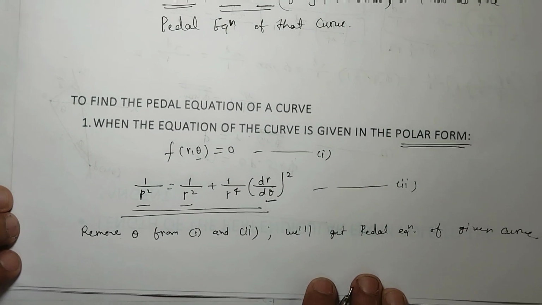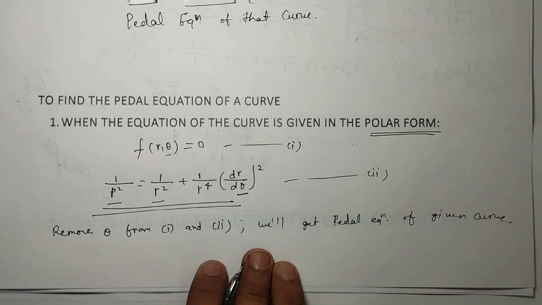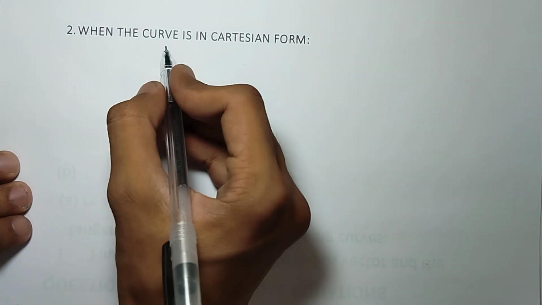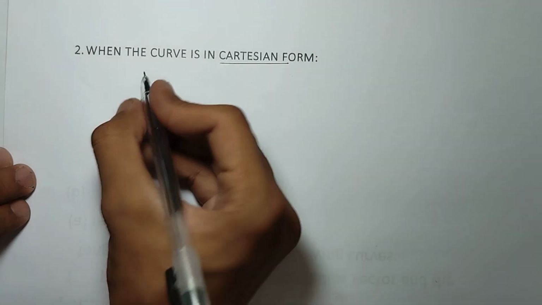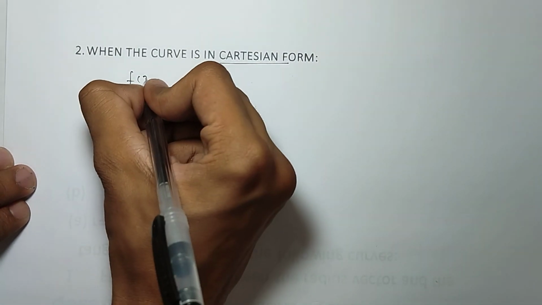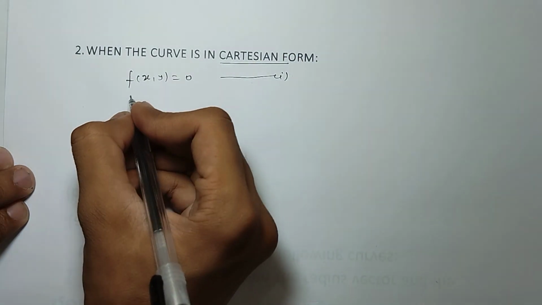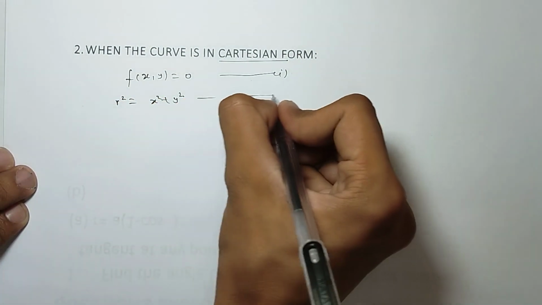ओके, अब देखते हैं अगर हमें कर्व कार्टेशियन फॉर्म में दिया हुआ हो तो हम उसकी पेडल इक्वेशन कैसे निकालेंगे. लेट्स सपोज गिवन कर्व f(x, y) equal to 0, दिस इज कार्टेशियन फॉर्म, और हम एक रिलेशन जानते ही हैं r square equal to x square plus y square, जो हमने फर्स्ट स्लाइड में देखा था.